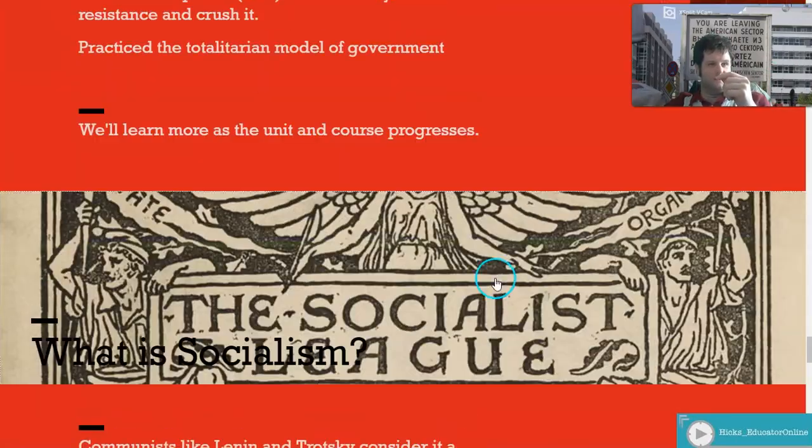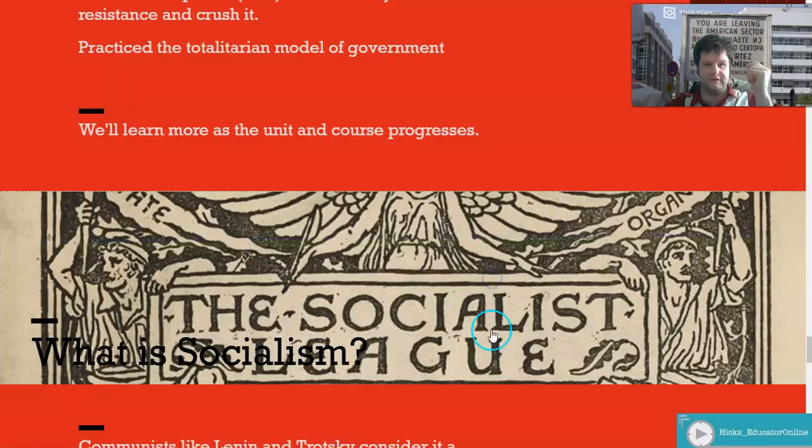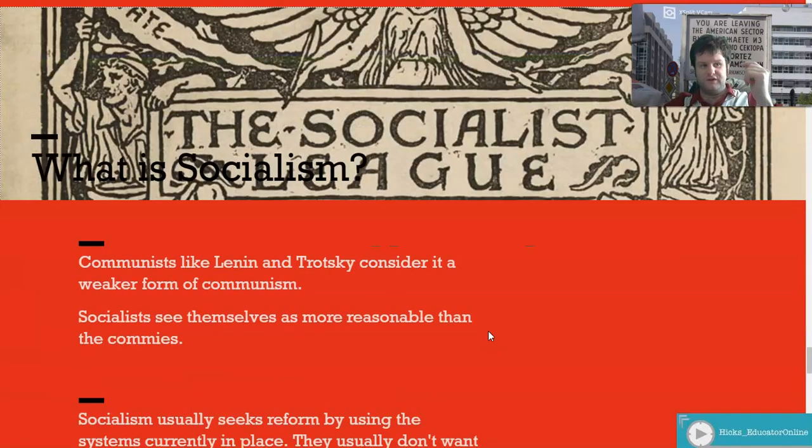One of the things that comes up a lot is socialism. What is socialism versus communism? There are many different definitions. We're going to stick with a more communist view of socialism to understand it, though. So, moving on from the Soviet model, socialism is much more commonplace than communism. And essentially, socialism, according to people like Lenin and Trotsky, is a weaker form of communism. Socialists see themselves as a more reasonable version of communism.